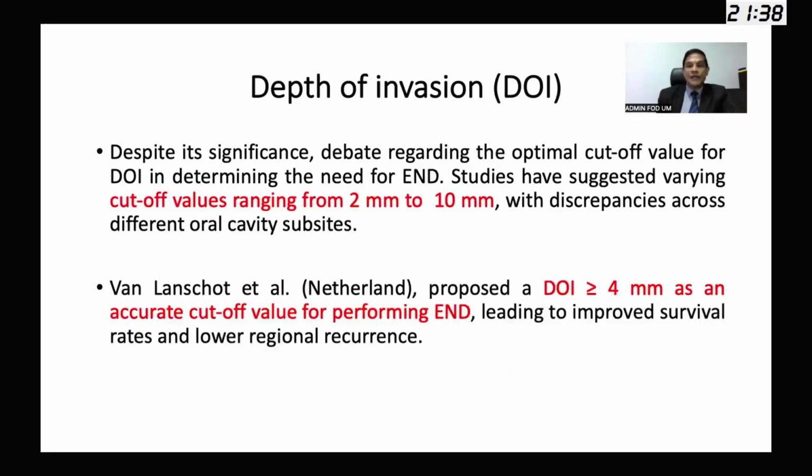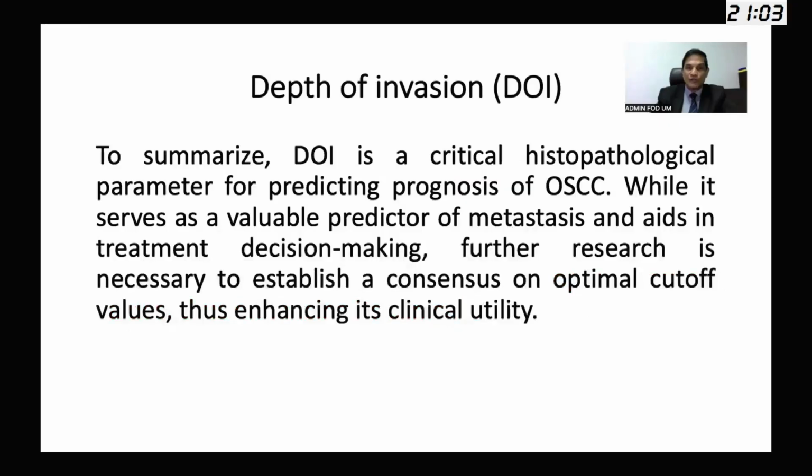And the cutoff value of depth of invasion varied with time. With different countries and according to different studies, cutoff values range from 2 millimeters to 10 millimeters. But until recently, it was accepted that a DOI of more than 4 millimeters should be considered the accurate cutoff value for performing elective neck dissection. But now it is 5 millimeters according to the new AJCC. That is the landmark that we use for depth of invasion. In summary, DOI is a critical histopathological parameter to predict and plan treatment.